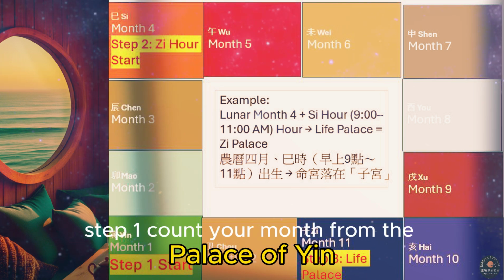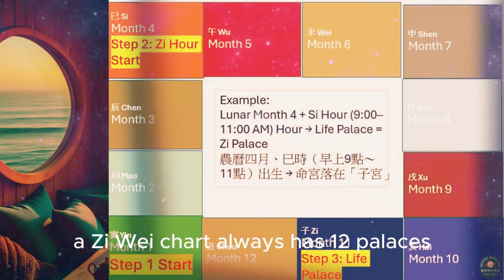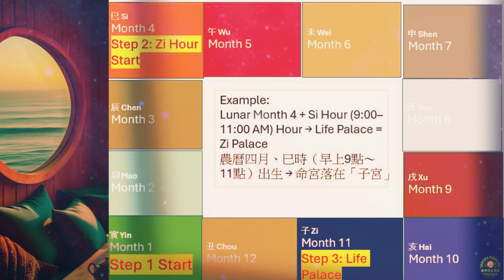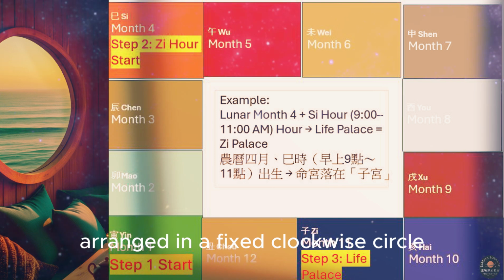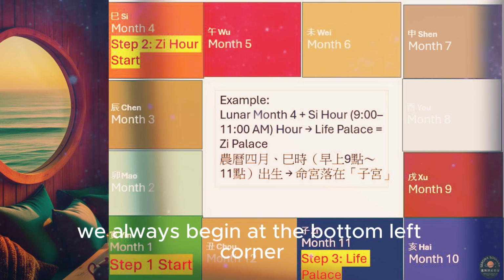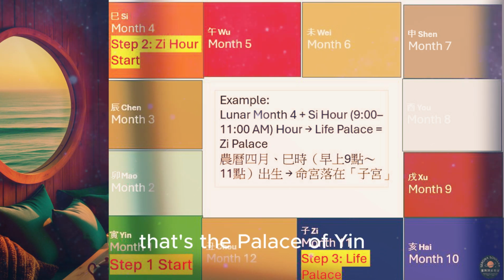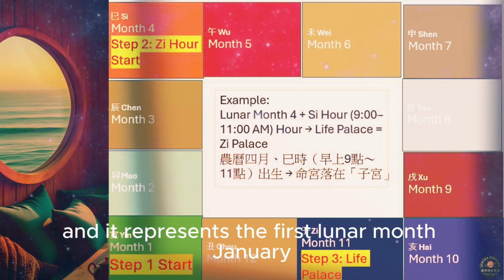Step 1. Count your month from the Palace of Yin. A Zi Wei chart always has 12 palaces, arranged in a fixed clockwise circle. We always begin at the bottom left corner. That's the Palace of Yin, and it represents the first lunar month, January.